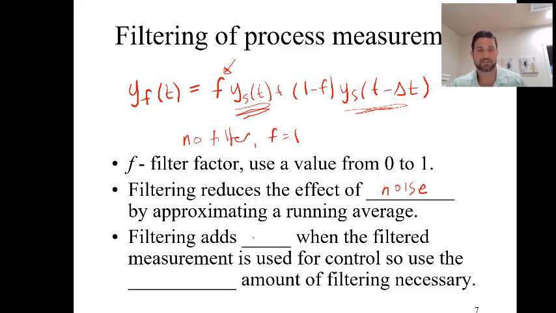But the consequence of this is that because it's a first order process, it's going to add a lag. So filtering is going to add lag, but it's going to reduce the variability caused by the noise. Because it adds lag, we want to use the minimum amount of filtering necessary for the process. Again, this filter value can be between 0 and 1. The smaller the value of f, so the closer f is to 0, say for example 0.1, the more filtering there is going to be, which means more lag in the process.